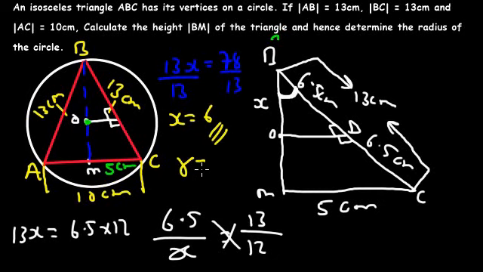So the radius of the circle is equal to 6 centimeters. And that is how to find the radius of the circle.